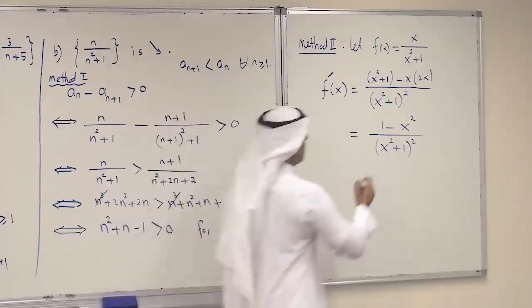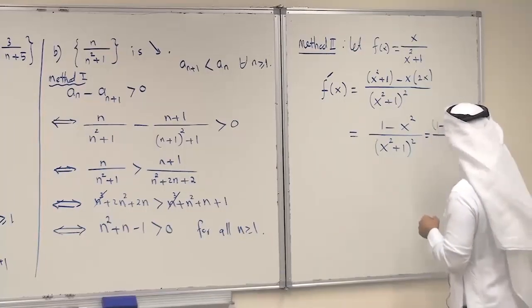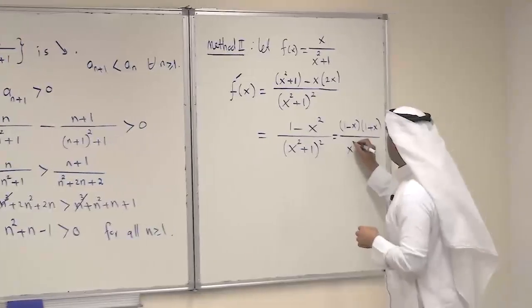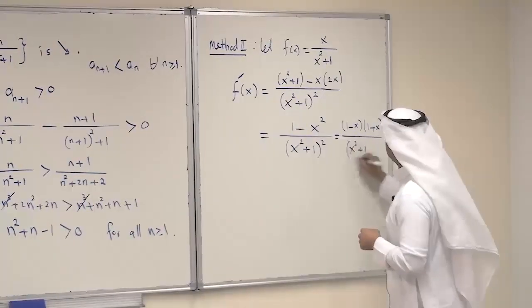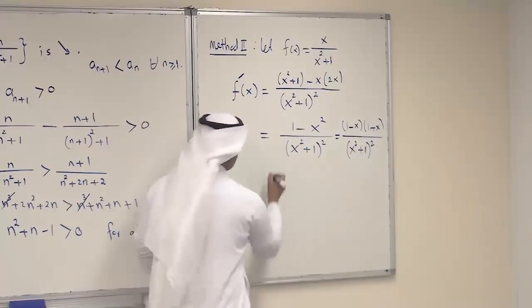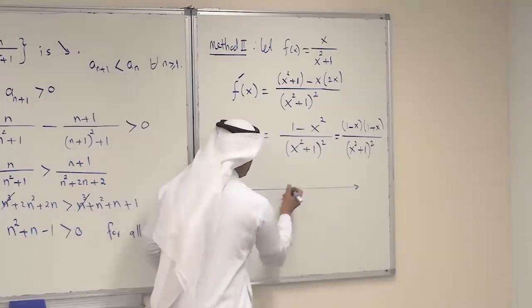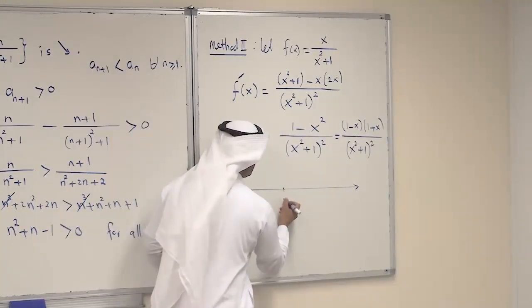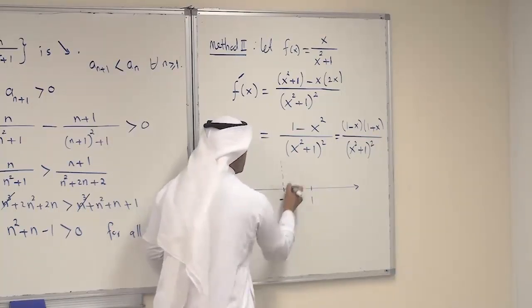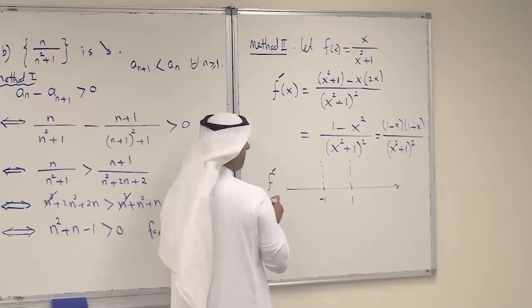Clearly now, you can rewrite this as 1 minus x times 1 plus x, difference of two squares, and the quantity downstairs here is always positive, so I don't care about it. I care about these two factors. I have the critical points here, 1 and minus 1. So I have minus 1 and 1. And I will check the sign. I will check the sign diagram of the derivative function, f prime.